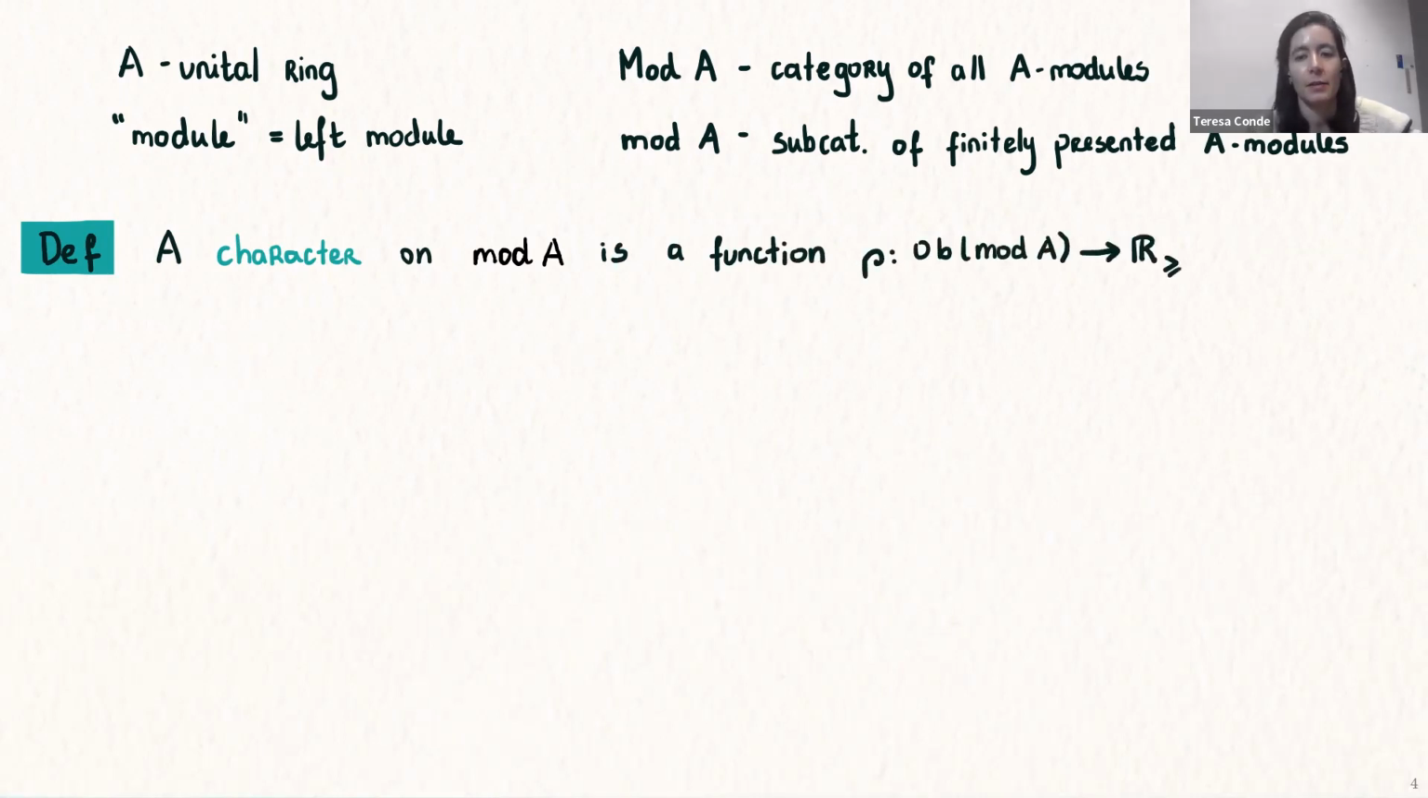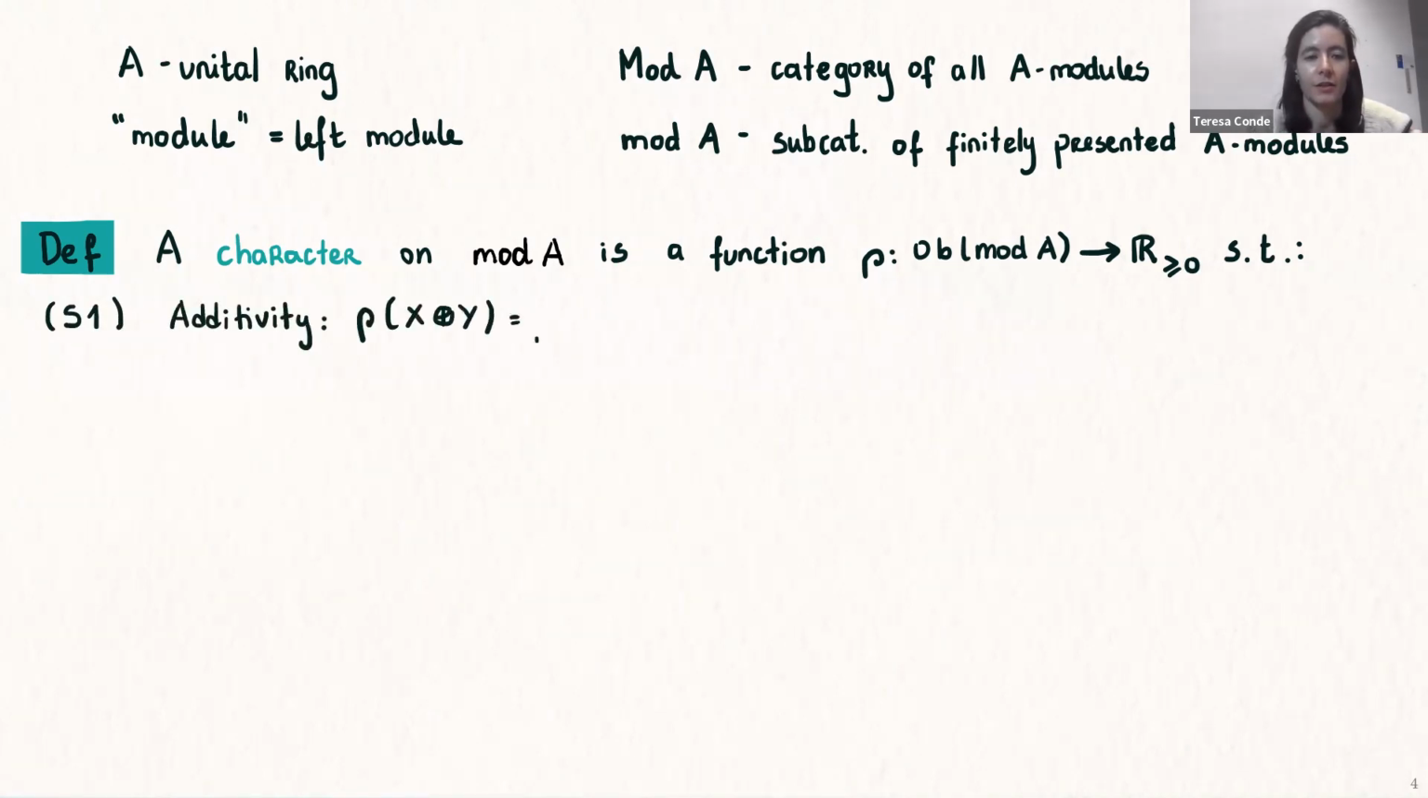And this is simply a function from the finitely presented A modules to the non-negative real numbers such that a couple of axioms are satisfied. So first, we want that our function is additive, i.e. it respects direct sums in a natural way.